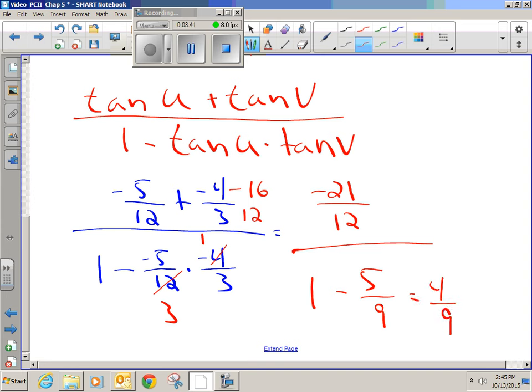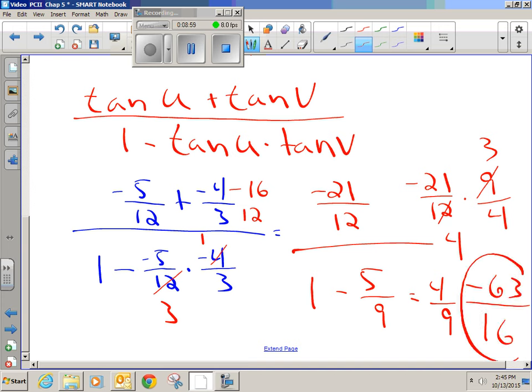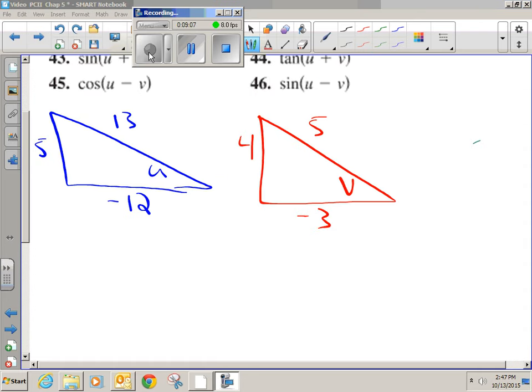So now I have -21/12 divided by 4/9, which is the same as multiplying by the reciprocal. I'm going to do some canceling once again, 3 and 4. It looks like I have -63/16. That is my final answer for the tan. Let's take a quick break. I'm going to erase. The magic of the smartboard.